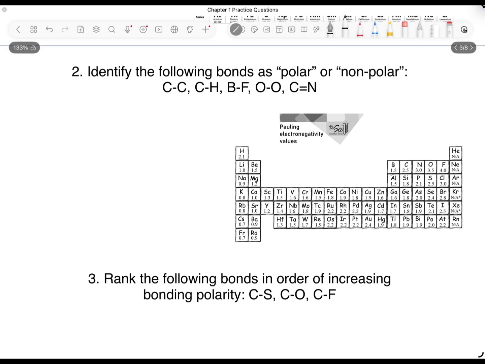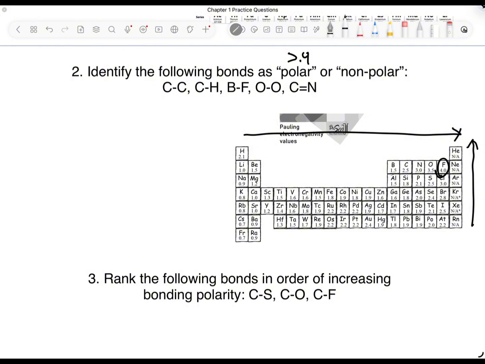Identify the following bonds as polar or nonpolar. Now, if you remember, to determine if a bond is polar or nonpolar, the electronegativity difference has to be greater than 0.4. And electronegativity is how much an atom wants to pull shared electrons towards itself. For example, fluorine over here has the highest electronegativity, so it wants to pull these shared electrons more than any of these other atoms. And a trend, if you don't have the electronegativities handy, is that if you go to the right of the periodic table and up, the electronegativity will increase.